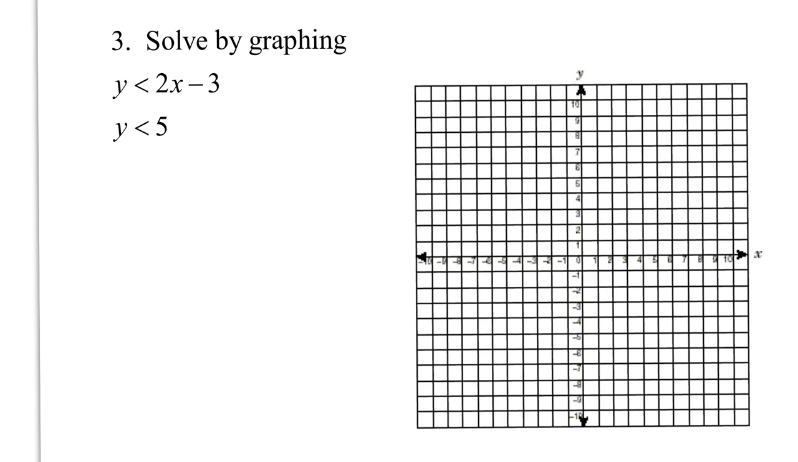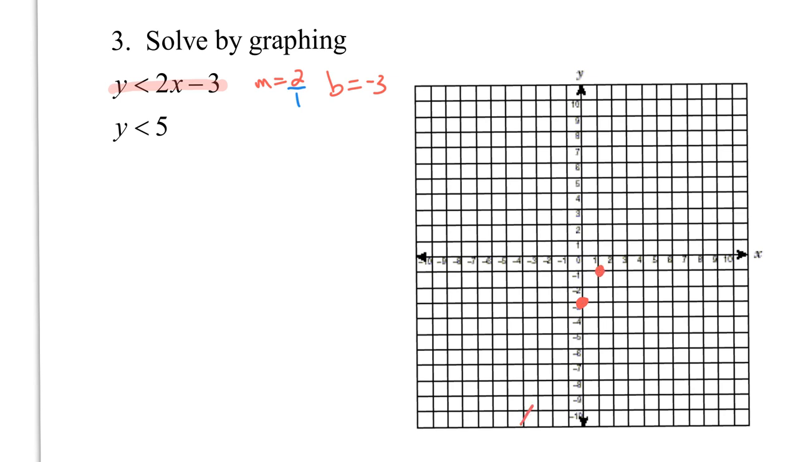I'm going to graph the top first. So this inequality, my slope for this one is 2, and I'm going to make it a fraction. And my y-intercept is negative 3. And I know my line is going to be dashed because we don't have the or equal to. So I go to negative 3 right here. I go up 2, 1 to the right, is right here.